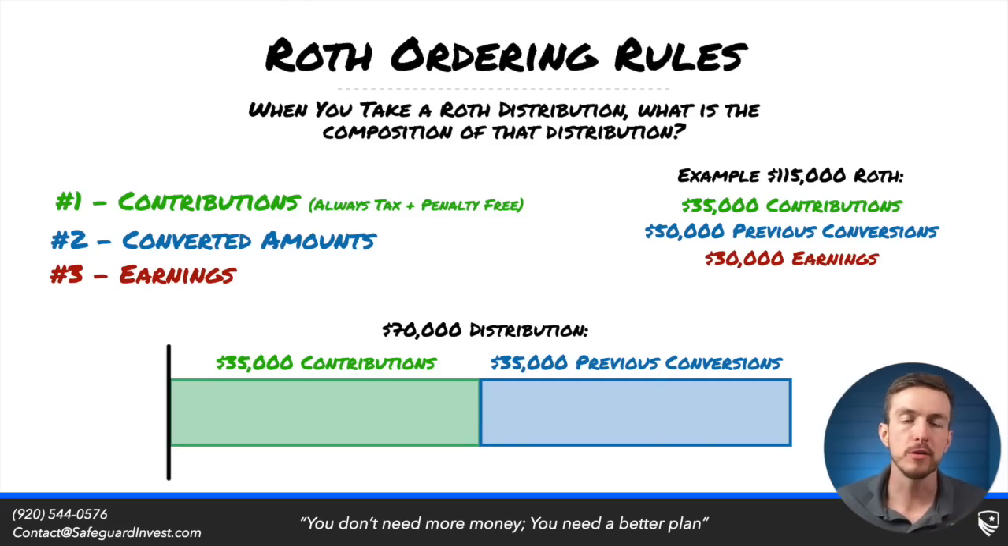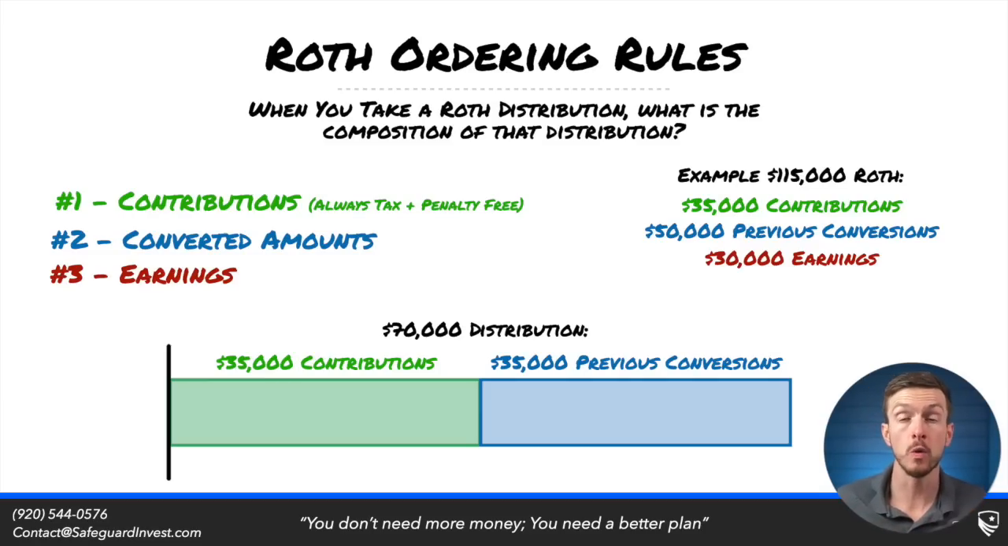Now, going back to the previous Roth ordering rule example, will an individual taking this $70,000 distribution owe any tax or penalties? As mentioned before, the first $35,000 will be tax and penalty free regardless. But what about the next $35,000? Well, if this individual is over age 59.5, they are in the clear. If they are younger than 59.5, we need to know how long ago they originally did the conversion.